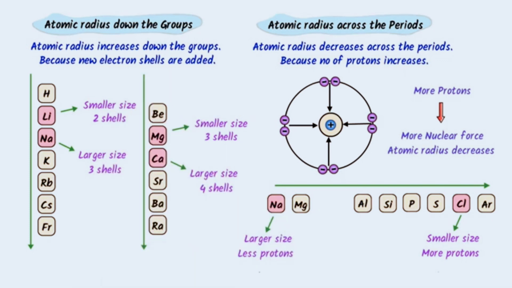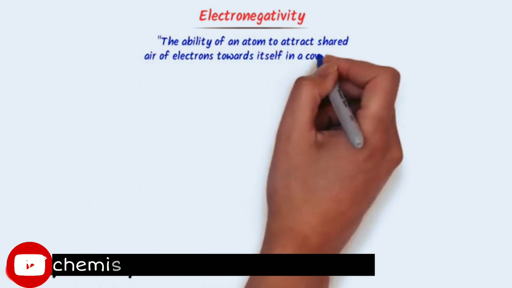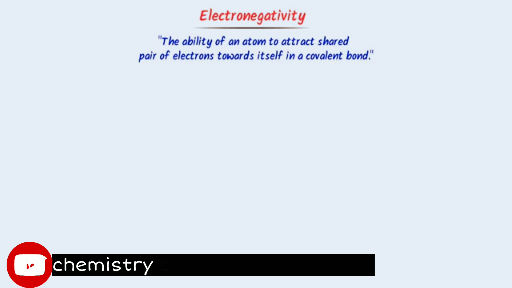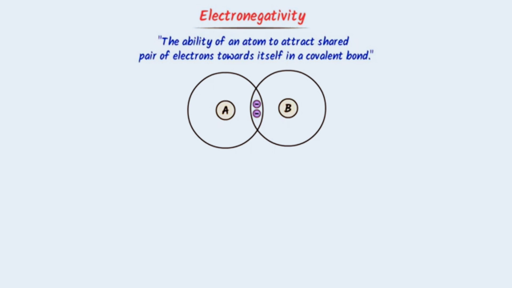Therefore, we say that atomic radius decreases across the period and atomic radius increases down the group. Hence, note it down. Now we will learn the periodic trends of electronegativity. By electronegativity, I mean the ability of an atom to attract the shared pair of electrons towards itself in a covalent bond. For example, consider these 2 atoms A and B. Let them both mutually share 1 pair of electrons to form a covalent bond.